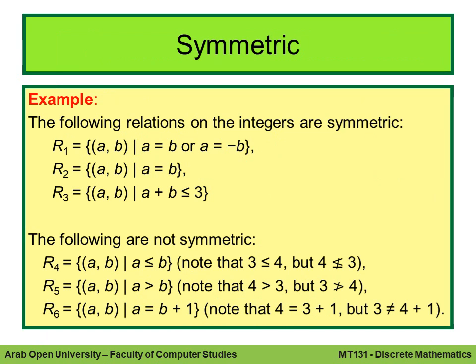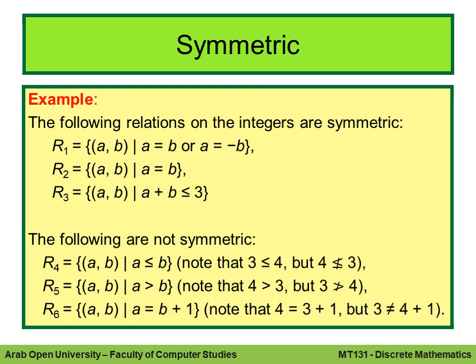Here are more examples of symmetric relations. We have seen these before. R1 is the ordered pairs (A, B) such that A equals B or A equals minus B. This will be a symmetric relation. R2 is (A, B) such that A equals B. This is identity. R3 is the set of ordered pairs (A, B) such that the sum is less than or equal to 3. It is easy to show that these relations are symmetric.